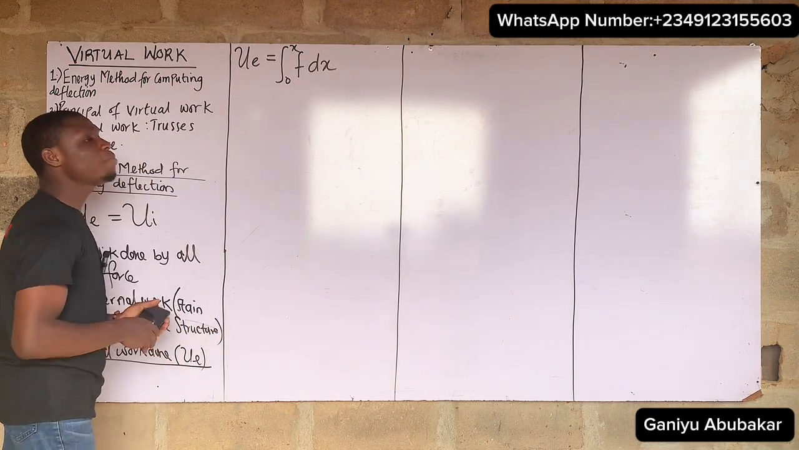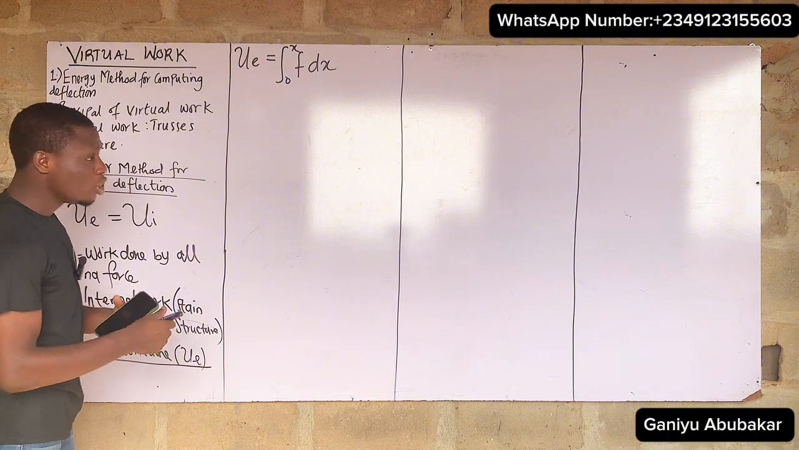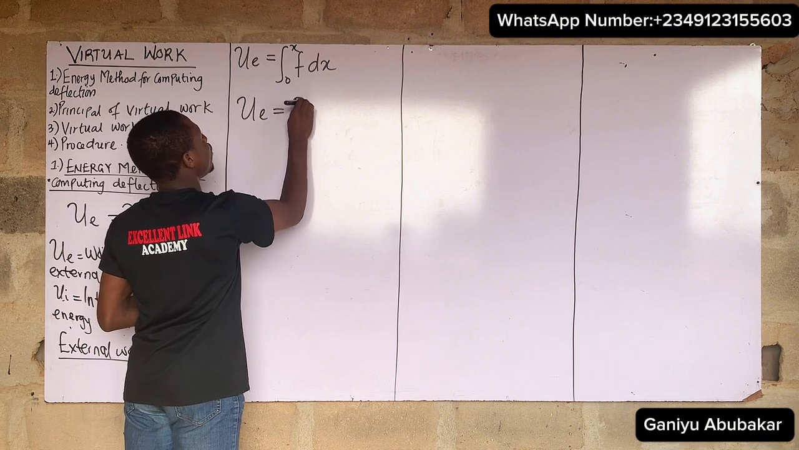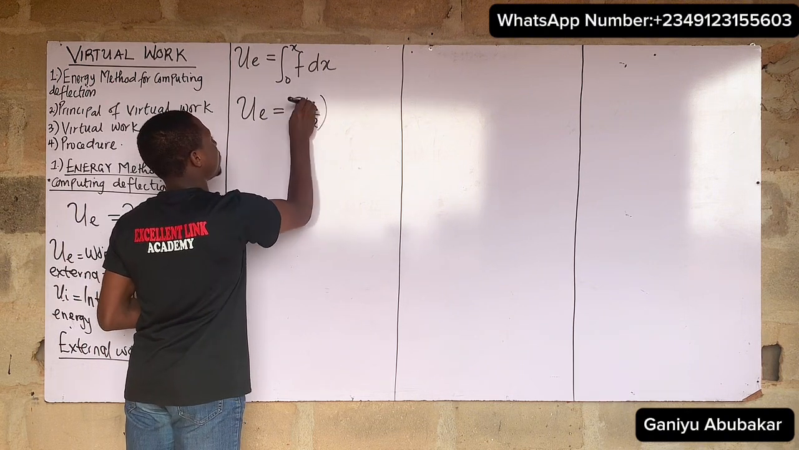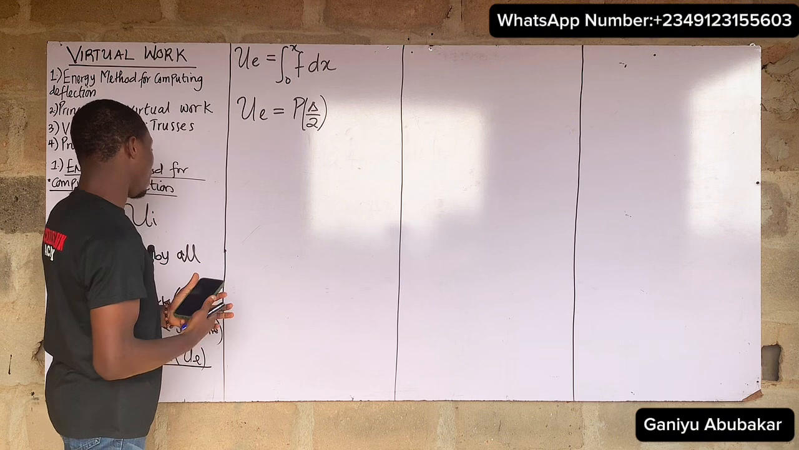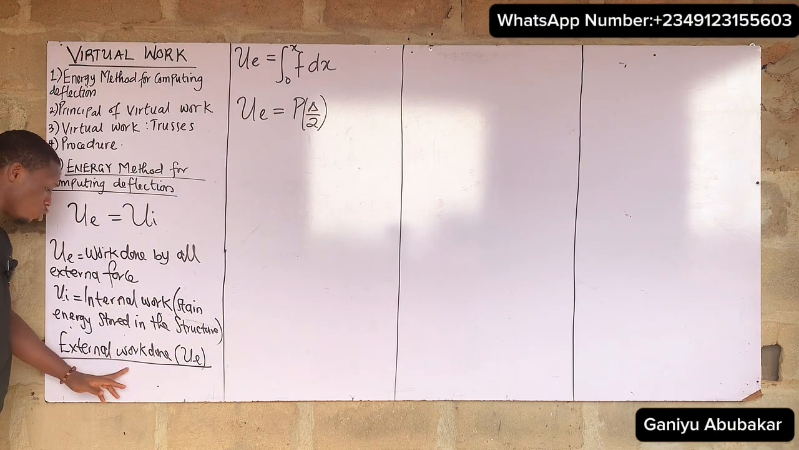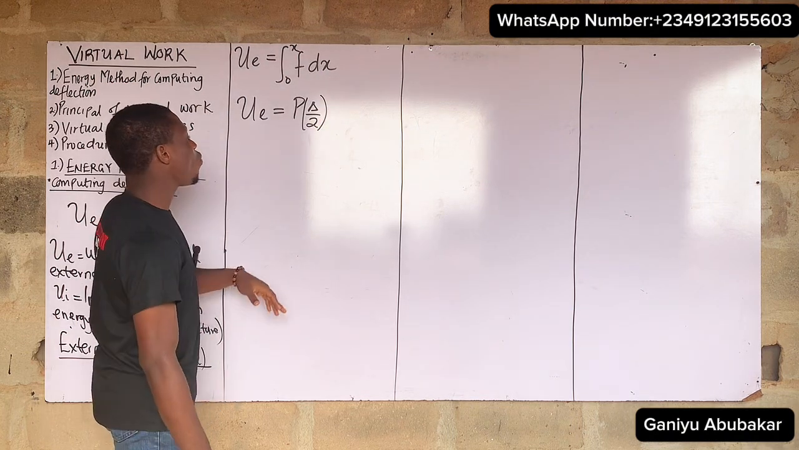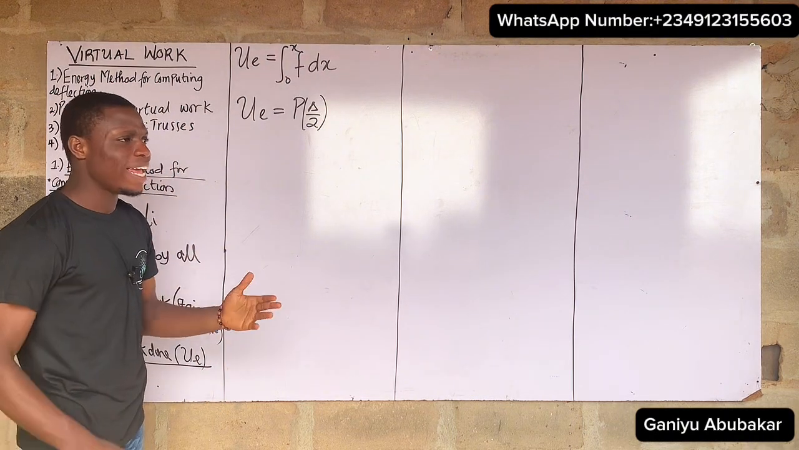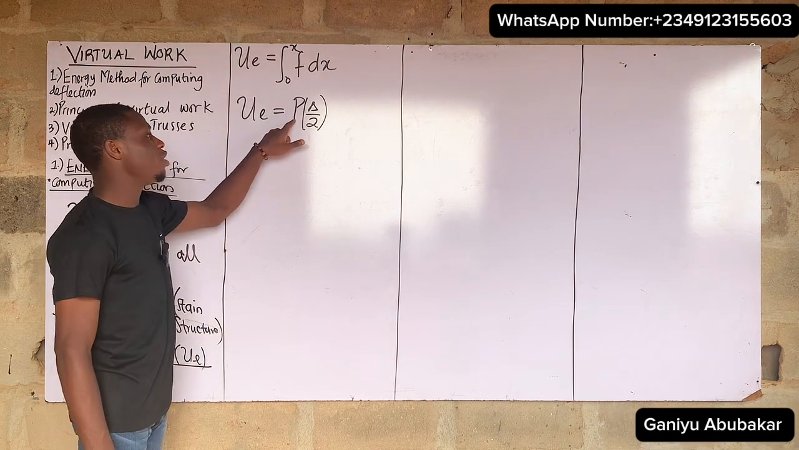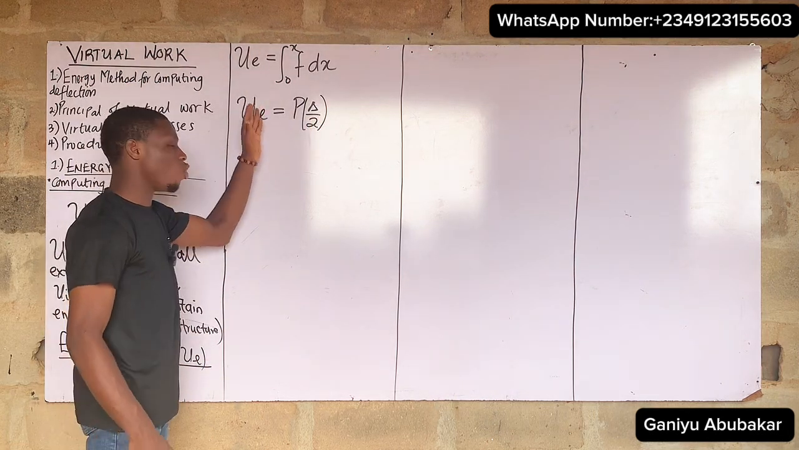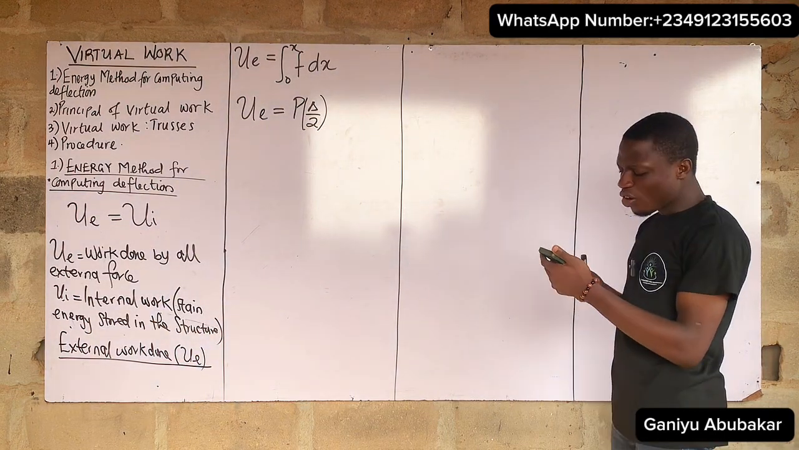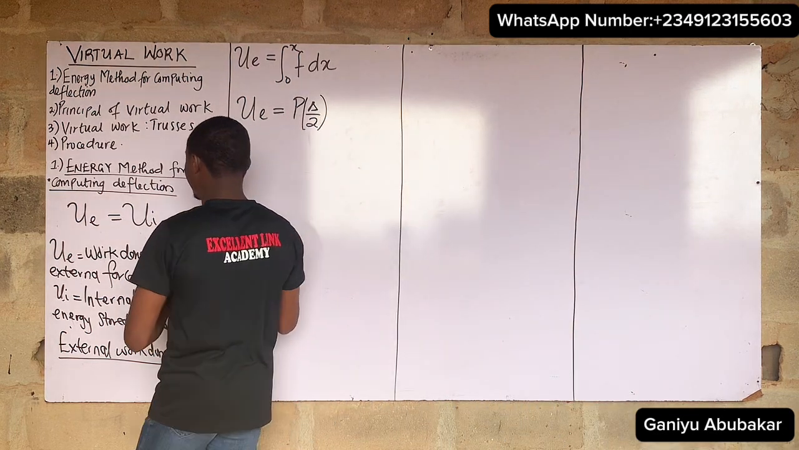Now listen up. In terms of an elastic structure, UE is equal to P delta over 2. So notice please, a normal external work done is the integral from 0 to x of f dx. But when it comes to an elastic structure, the formula becomes P delta over 2. This becomes your mathematical expression for external work done. All right, let's look at the second one, called the internal work done.